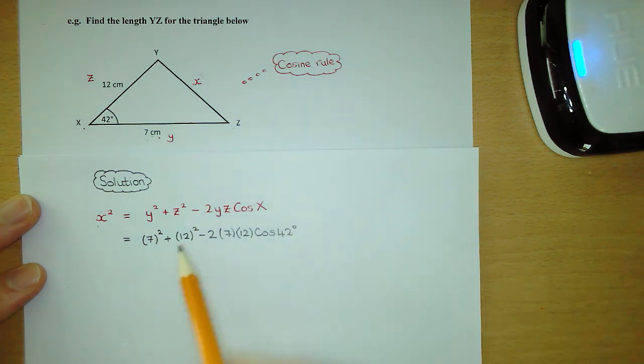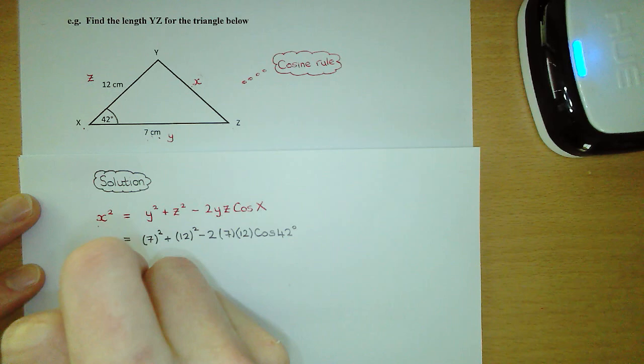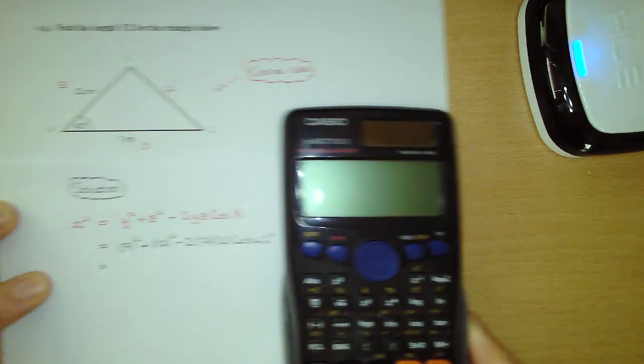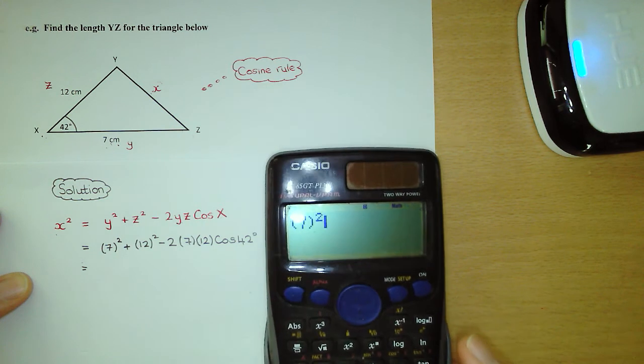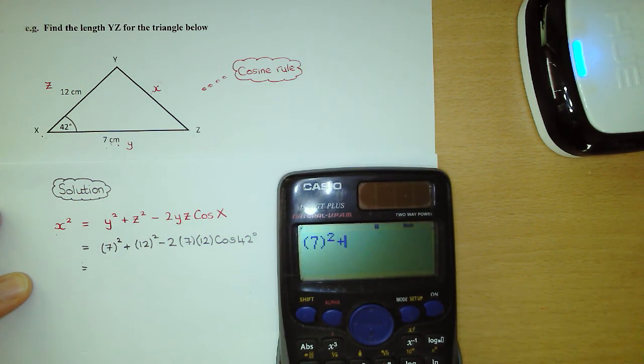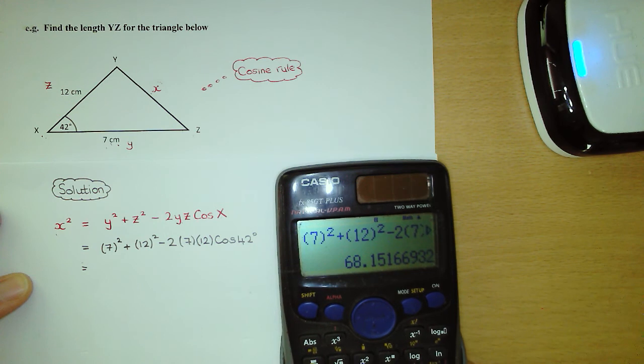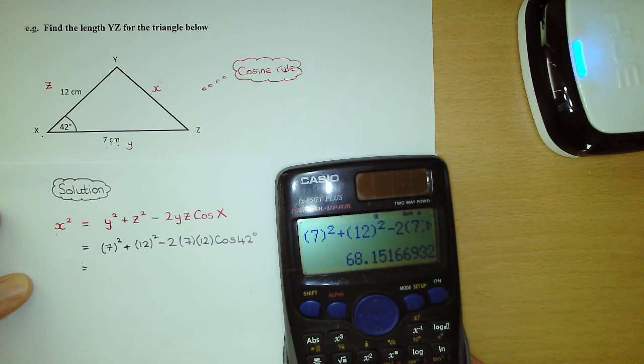Now the good news at this stage is you can type all of this into your calculator, but just make sure your calculator is in degree mode. So grab our calculator. We've got 7 squared plus 12 squared minus 2 bracket 7 bracket 12, and then we're multiplying by the cos of 42 and close the bracket after the 2, and then we hit equals. So the calculator is going to give us 68.15166.